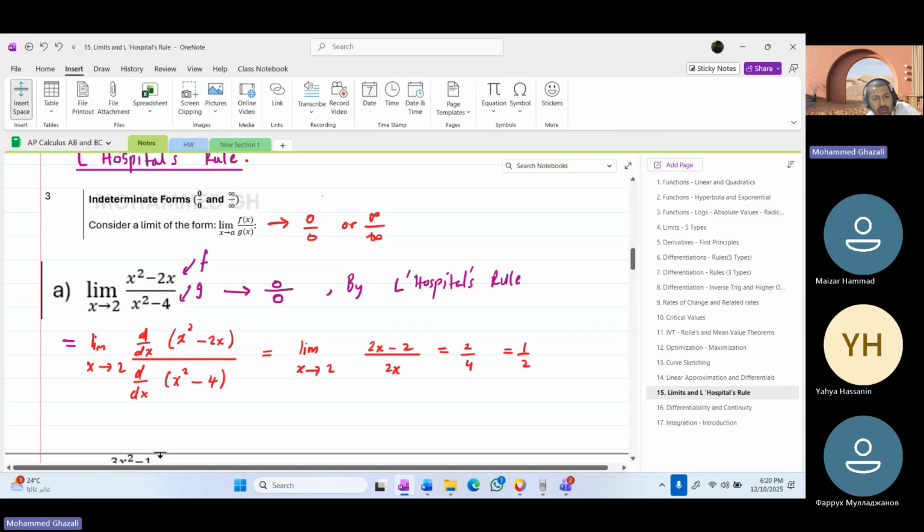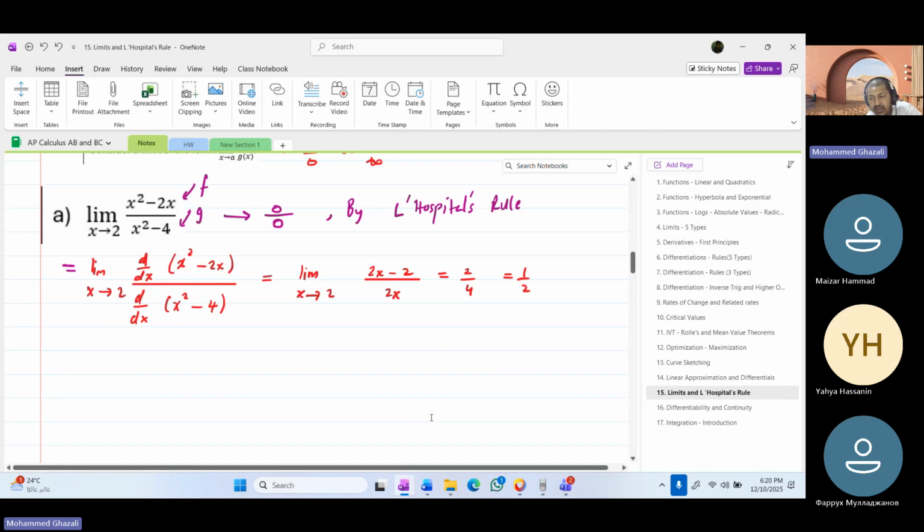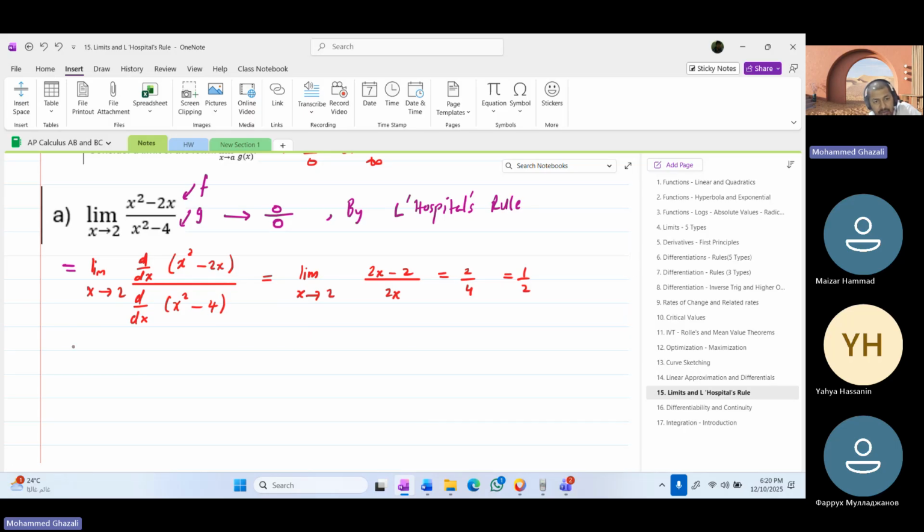Now, my question is, could we have done this without using L'Hopital's? Yes, of course, we could have factored. Remember, when we did limits, I showed you factorization. So if you find easier techniques, better. Unless you find 0 over 0 or infinity over infinity, then you can use L'Hopital's rule.